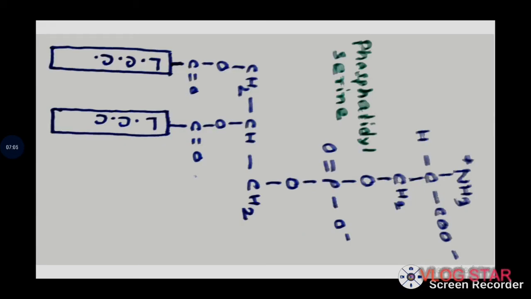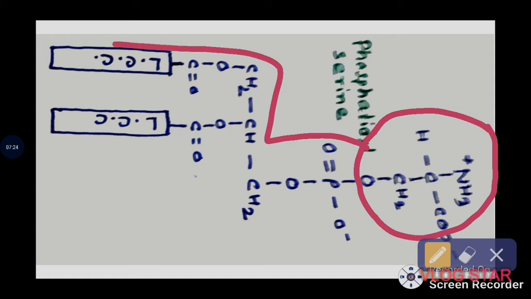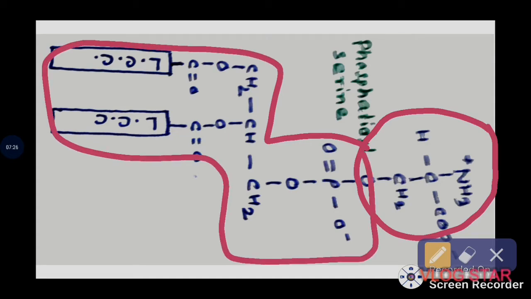Now it is phosphatidylserine. If you don't know what serine is, please watch my videos on protein biochemistry. There I have mentioned the amino acids, how to draw them, and how to remember their structures. This is the structure of serine, which is attached to the phosphate group here, and this is the generalized structure of a phospholipid. That's why we call it phosphatidylserine. These are the various types of membrane lipids that are present.